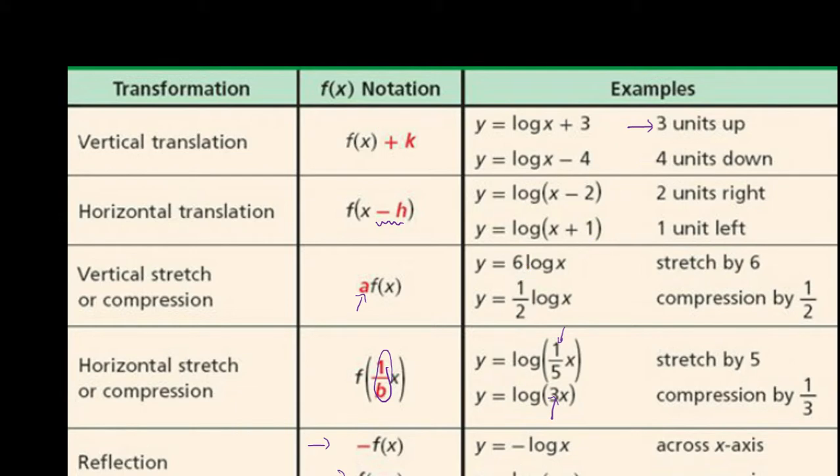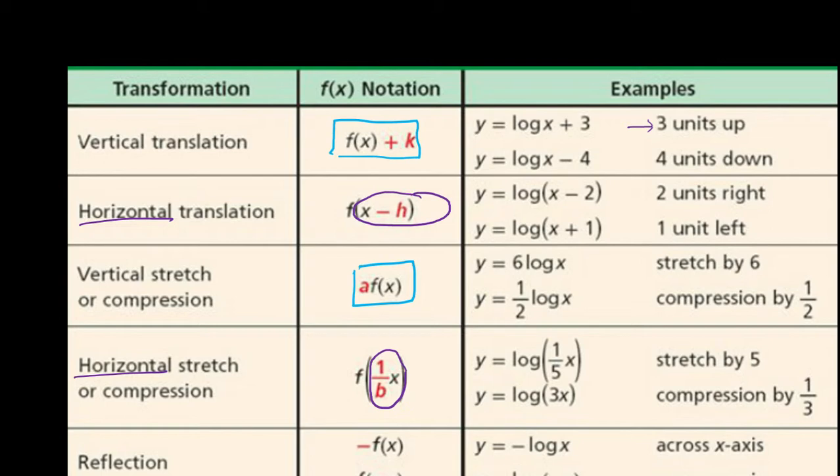I don't expect you to memorize this sheet, but what I do want you to notice is that any time we do some operation to x and x alone, we end up with horizontal movement. Okay, so notice here I did something to x only. Here I did something to x only. And in both cases I had horizontal movement. Here I did something to f of x. Here I did something to f of x. And again, vertical, vertical.